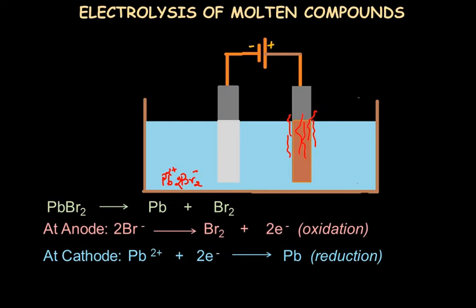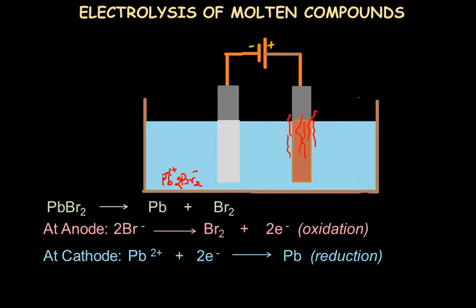So you can always summarize this: an ionic compound always contains a metal and a non-metal. The metal will be formed at the cathode and the non-metal will be formed at the anode. This is fixed. So at the anode oxidation always occurs, and at the cathode reduction always occurs, because the metal ion will accept electrons to form the metal element.